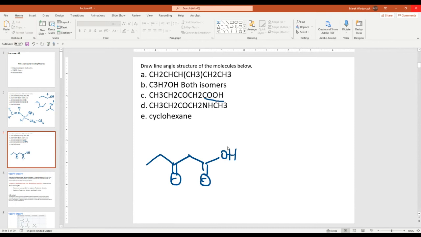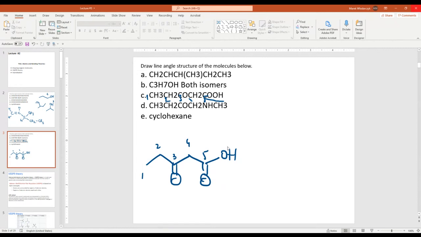So you see, once you get used to it, you can draw this molecule very quickly. If we assume that this is carbon 1, then we have carbons 1, 2, 3, 4, 5.